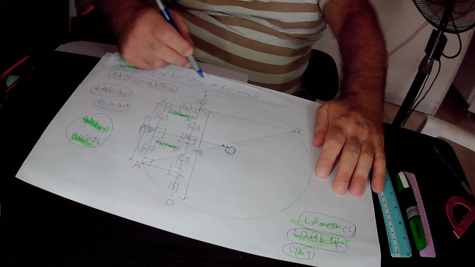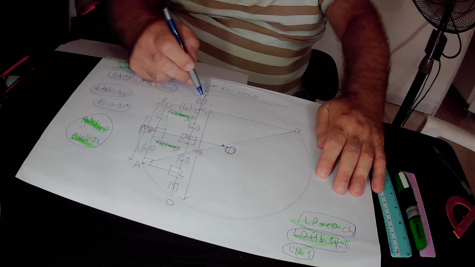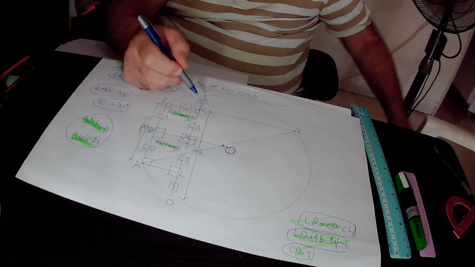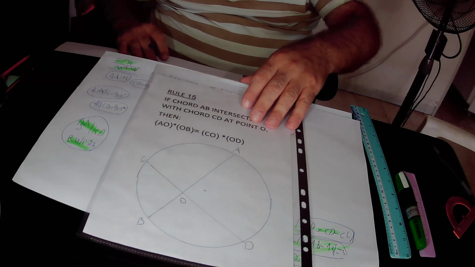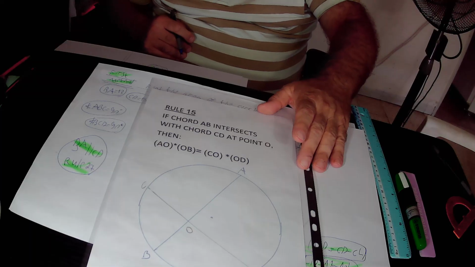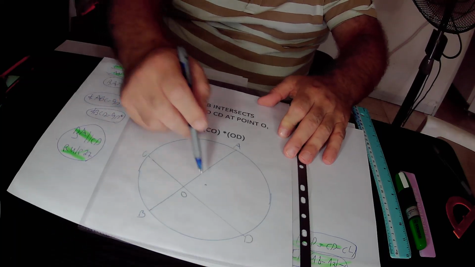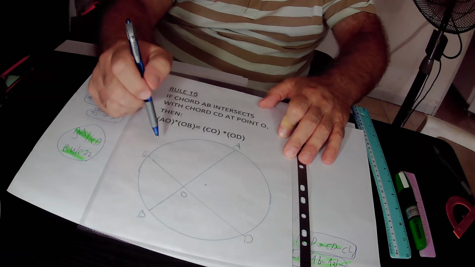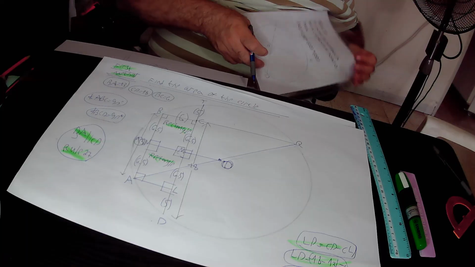We have here chord TD that intersects with chord BQ at point C. So we can implement Rule 15. According to Rule 15, if chord AB intersects with chord CD at point O, then the following equation is true: AO times OB equals CO times OD. In the drawing we have a circle, and chord AB intersects with chord CD at point O. So in this drawing, AO times OB equals CO times OD. So we can implement Rule 15 in our drawing.